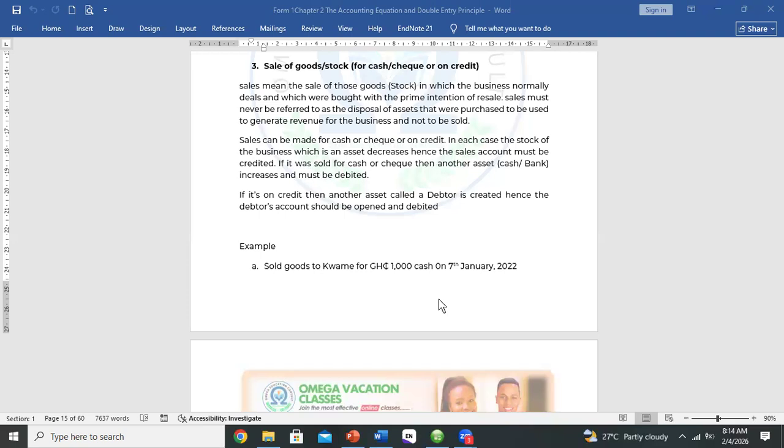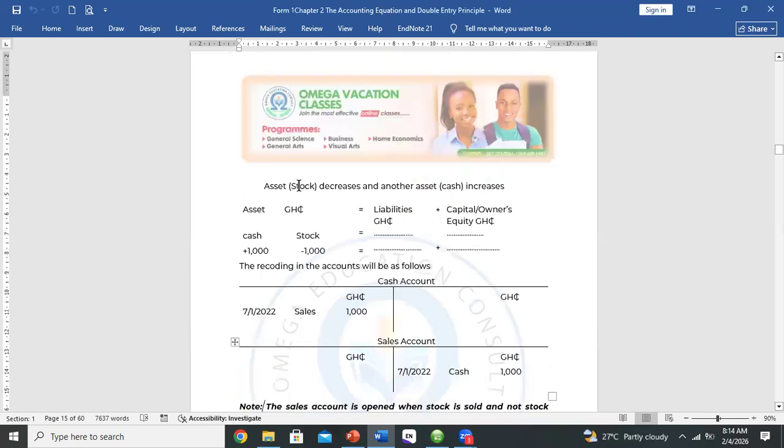We are going to credit the sales account because there's a decrease in the asset goods, and we'll debit cash because there's an increase in the asset cash. So let me go down so you see the effect there. You see the asset stock, or the goods, decreases, and another asset, cash, increases. So let me give you the summary so that you appreciate it better.